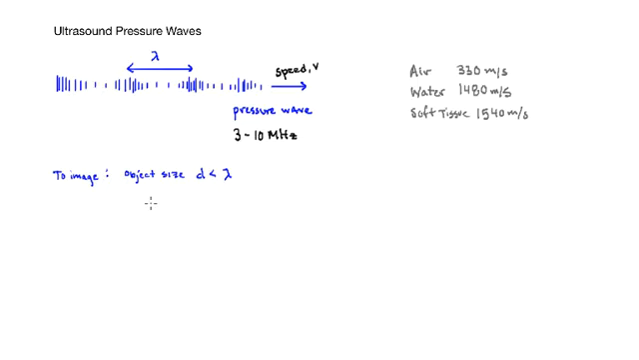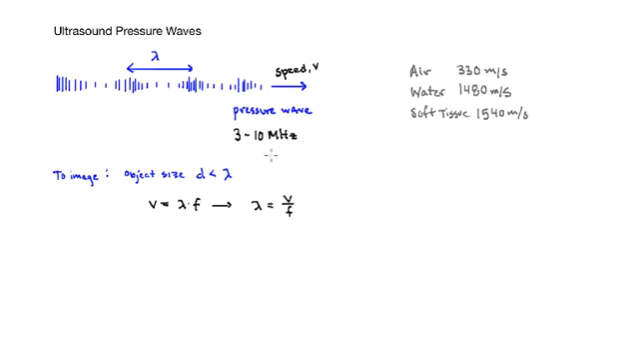Now we can write down the formulas for speed and wavelength. So speed is equal to wavelength times frequency. You'll remember that equation. It's the same as for electromagnetic radiation. You can invert that and say that the wavelength is the speed divided by the frequency.